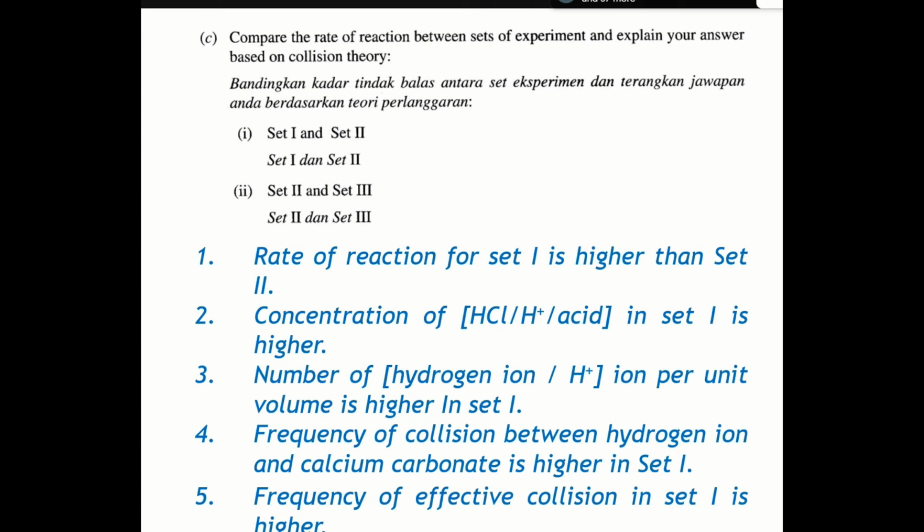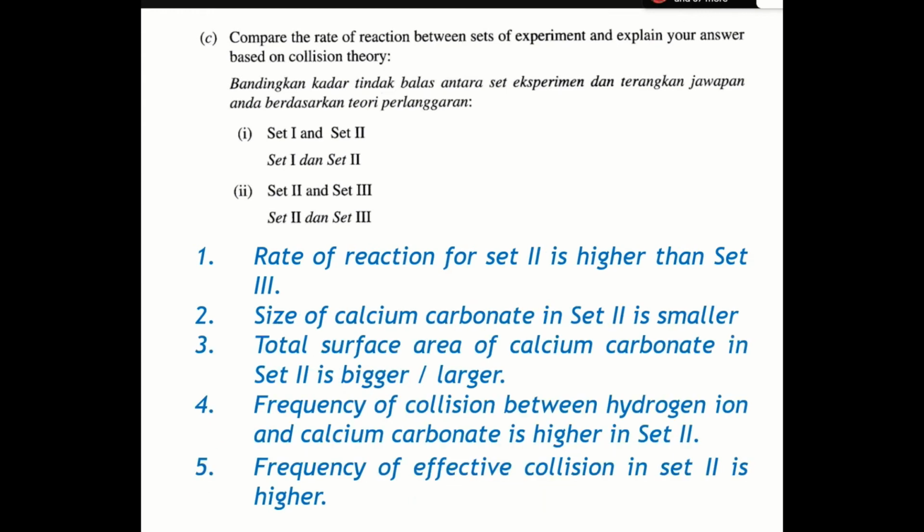So they must get the correct term, frequency of collision, frequency of effective collision, and they must be able to state the correct reacting particles. One of the methods they can use to improve their reacting particles is through writing the ionic equation. When they write the ionic equation, for sure they will find the reacting particles, or the particles that are really involved in the reaction. Okay. Then the following questions, we can go through very fast.